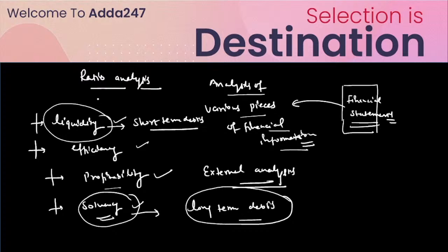So quickly, ratio analysis is the analysis of the various pieces of financial information derived from the financial statements, and the different terms are liquidity, efficiency, profitability, and solvency. Solvency is basically the ability of any company to pay its long-term debt or financial obligations, and liquidity is all about the company's ability to pay its short-term debt or financial obligations.